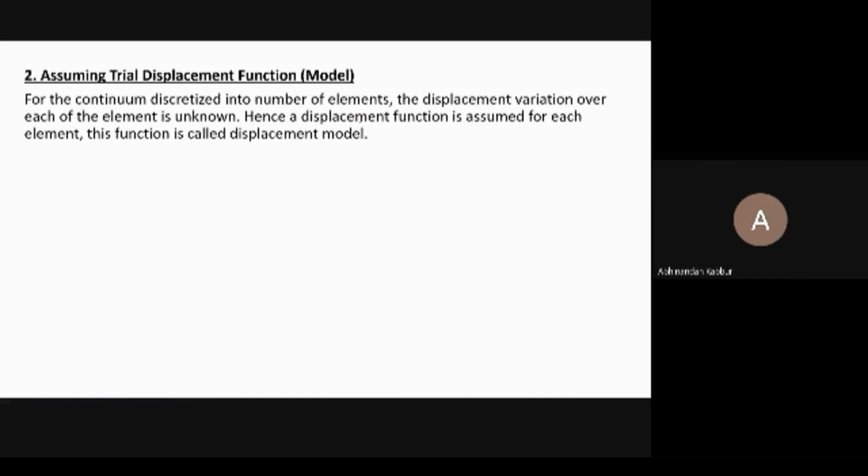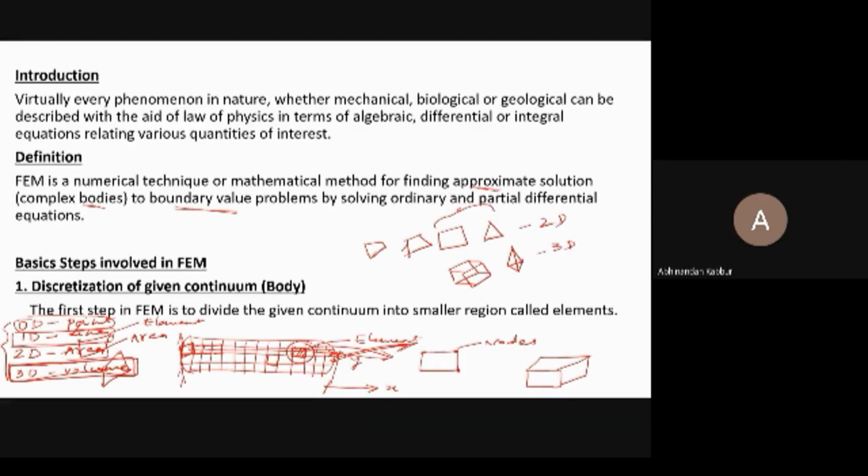Therefore, when you come to the second step, I need to assume a displacement function for each of the elements. Say, for example, if I have 50 elements, let us say this body is divided into 50 elements, then I have to consider 50 displacement functions. Why? Because I don't know the displacement at this element, I don't know the displacement at this element, I don't know the displacement at this element. So I have to consider the displacement function for all the elements into which the body is divided.